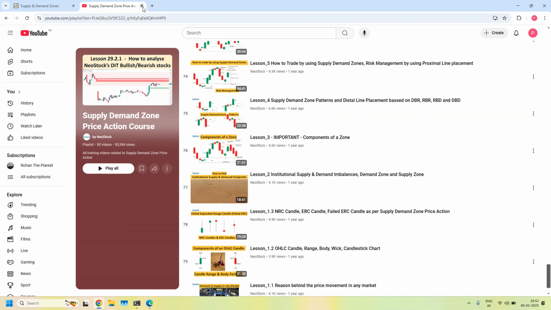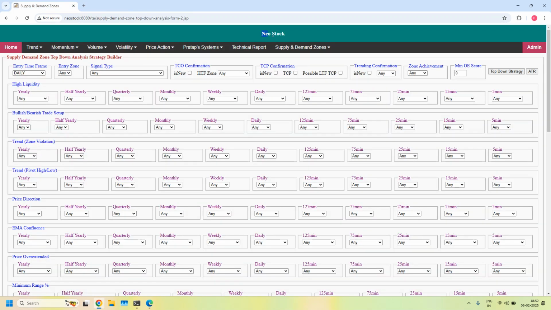Okay, now let's get into the report generation with the help of NeoStock Software's supply demand zone top-down analysis strategy builder. First, we will identify the stocks near demand and supply zones. Then we will generate NIFTY, BANKNIFTY supply demand zone chain. And then we will generate bullish and bearish trade setups for monthly, weekly, daily and hourly income trades. And finally, we will generate stop buffers based on daily ATR.